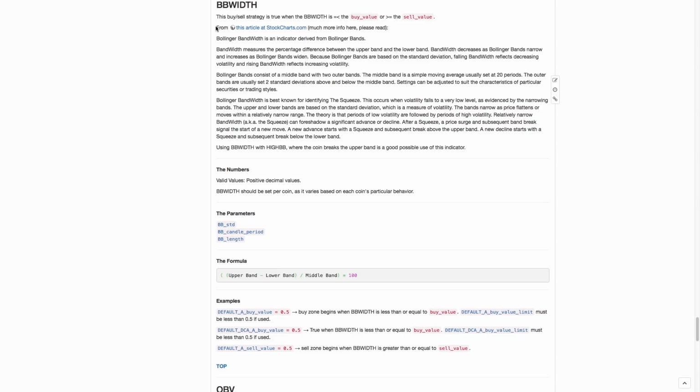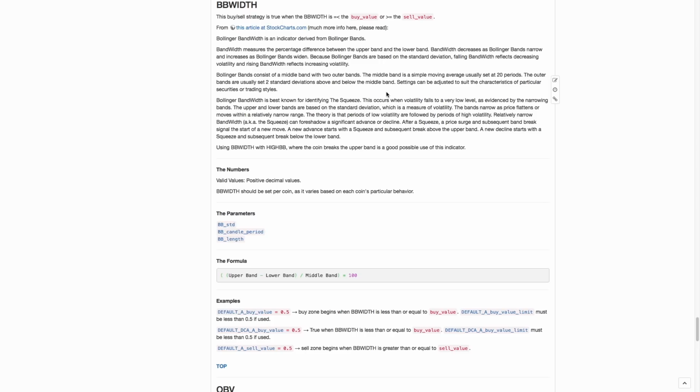This is giving you a synopsis from an article at stockcharts.com. This is all from stockcharts, but there is a lot more info in the article if you click the link. Essentially it's telling you that Bollinger Band width is an indicator derived from Bollinger Bands, just like the low BB and high BB strategy, except this strategy actually uses a specific indicator independent of the low BB and high BB strategies. It's basically measuring the percent difference between upper band and lower band.